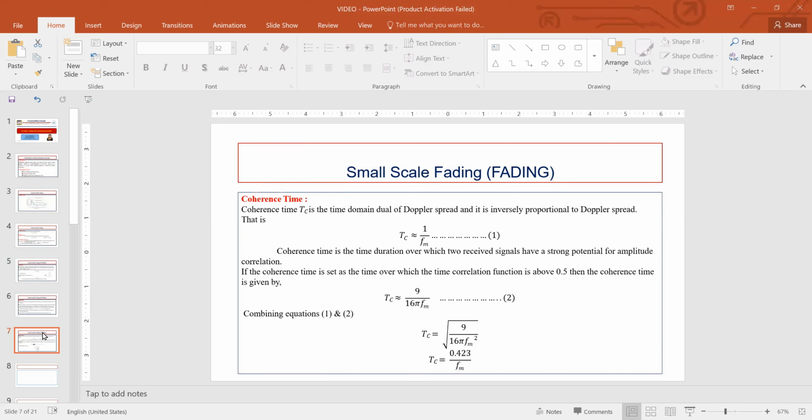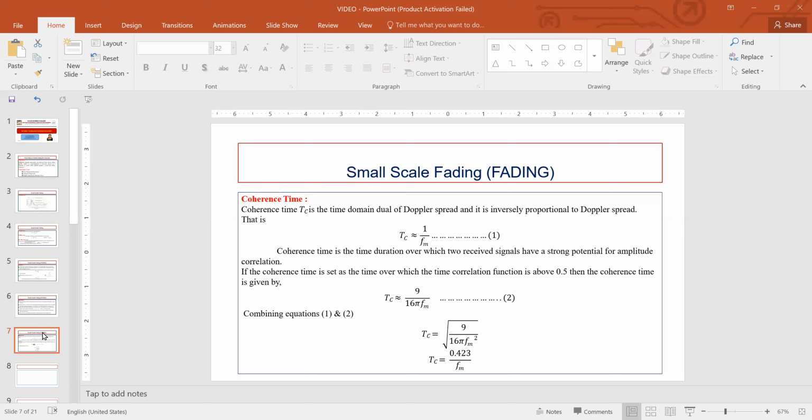The next parameter is coherence time. Coherence time is the time duration over which two received signals have a strong potential for amplitude correlation. It is inversely proportional to the Doppler spread, or we can say it is inversely proportional to the maximum Doppler frequency. Here fm stands for the maximum Doppler frequency, which is equal to v by lambda, where v is the speed of the mobile and lambda is the wavelength of the radio signal. And this Tc is equal to 1 by fm.